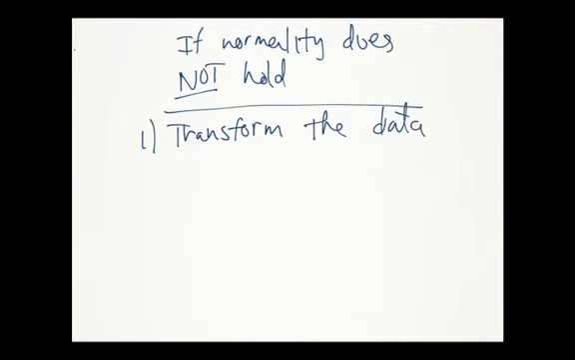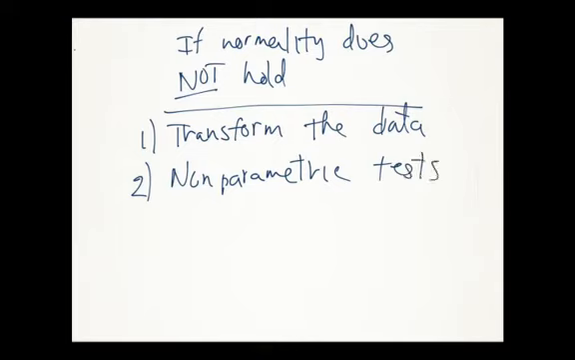And even if transforming the data doesn't work, then we can pursue non-parametric tests. Non-parametric means that you're no longer making parametric assumptions, such as the parametric assumption of normality. Non-parametric tests are going to be discussed in a future lecture, but the non-parametric equivalent of ANOVA is called the Kruskal-Wallis test. And again, we'll talk more about non-parametric tests in the future.